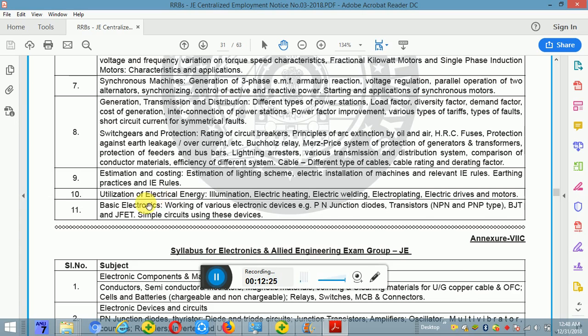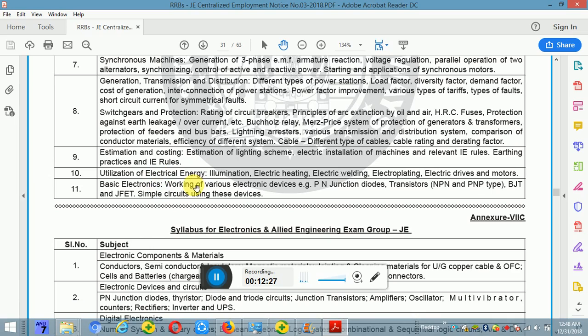And utilization of electrical energy, and how electrical energy will be used. Illumination, that is the lighting regarding light energy developed, and electrical heating, electrical welding, electroplating, electric drives and motors. Electrical heating means heating elements, and electrical welding means joining using electricity, electroplating, electrical drives and motors.